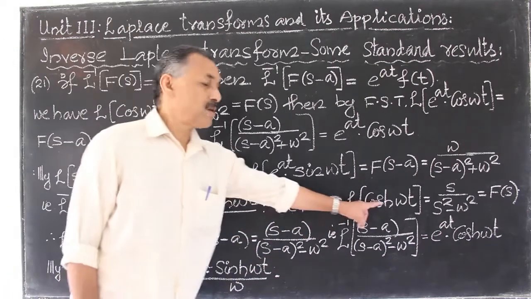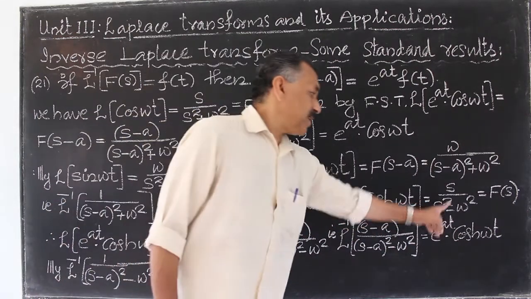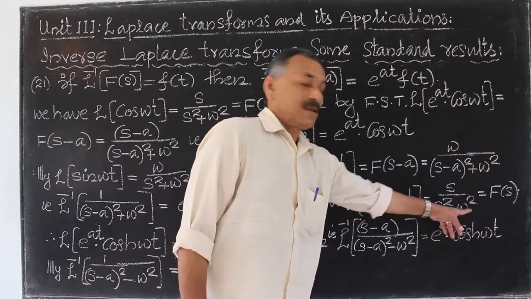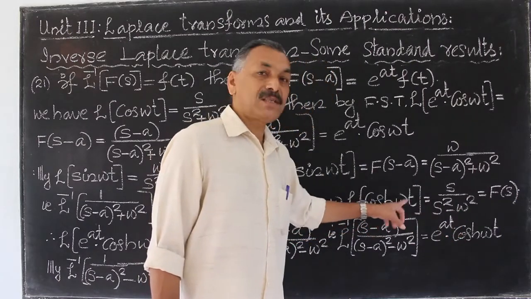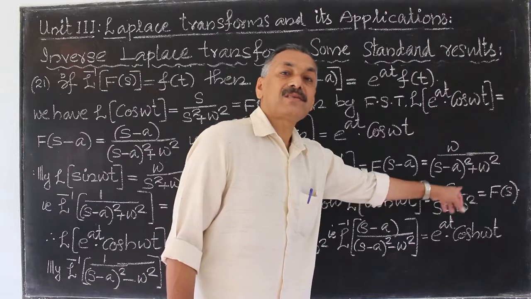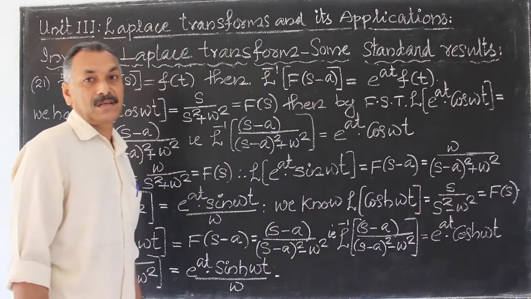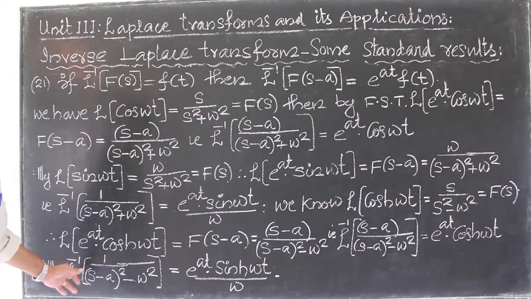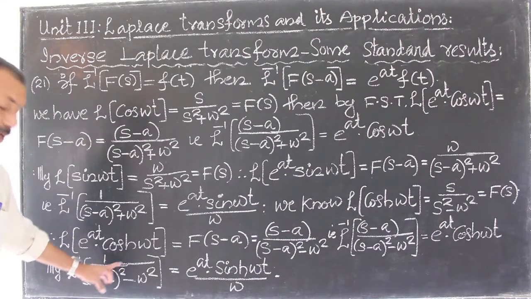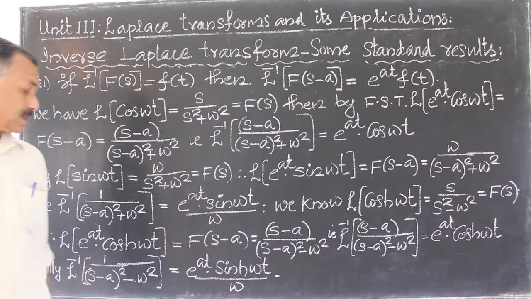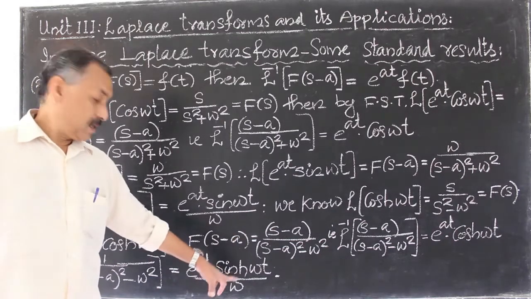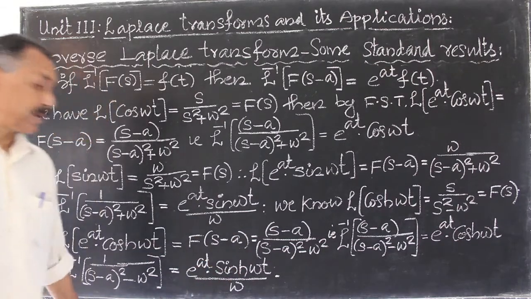Similarly, what is cos h omega t? It is s divided by s square minus omega square. So e raised to at into cos h omega t has s replaced by s minus a: s minus a divided by s minus a whole square minus omega square. Similarly, L inverse of 1 divided by s minus a whole square minus omega square is equal to e raised to at sin h omega t by omega.